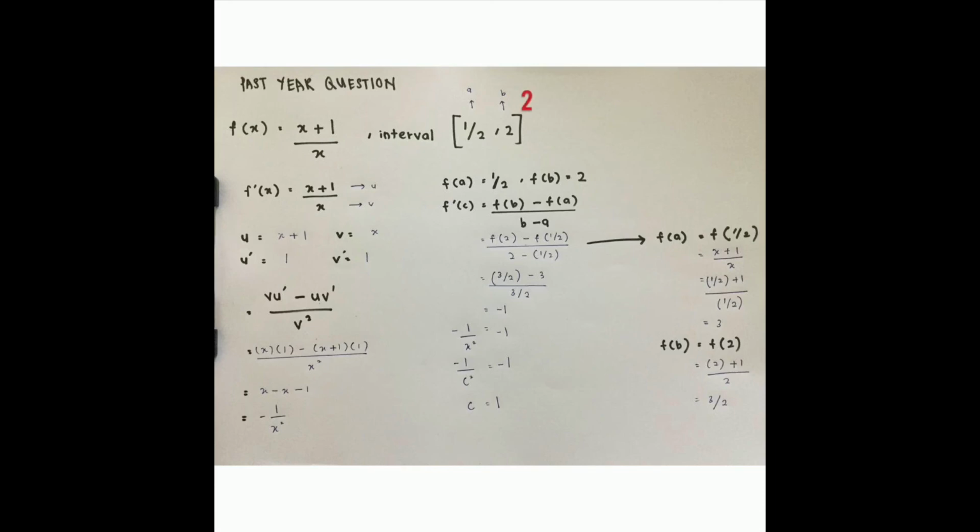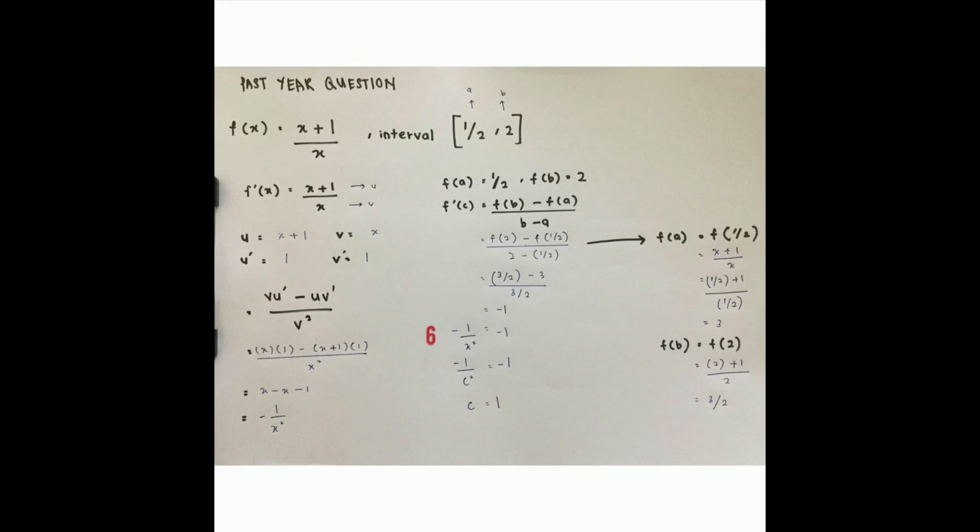Next, you need to identify which one is A and which one is B. In this question, 1 over 2 is A and 2 is B. Hence, substitute in the formula that was given. In order to find the f prime c, you need to find the function of A and the function of B. Just substitute the values of A and B inside the first function that was given. Hence, f(2) minus f(1/2) over 2 minus 1 over 2, you will get 3 over 2 minus 5 over 2 over 3 over 2. And there you have f prime c, which is equal to -1.